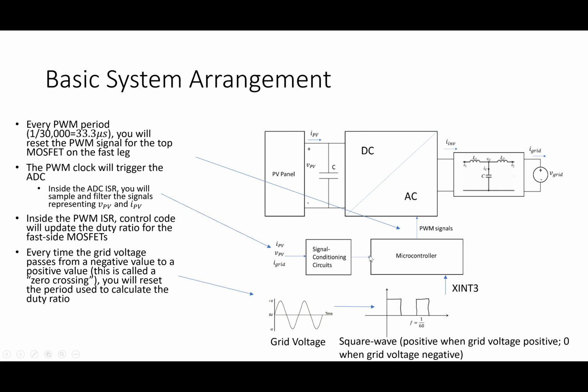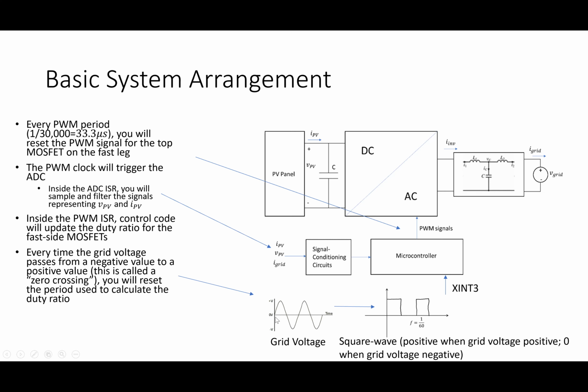So two sets of inputs, the 8 analog inputs and external interrupt 3, and then one set of outputs, the PWM signals. Okay? Now, I've talked about this before, but I want to remind ourselves what external interrupt 3 is. In a real system, it's important that the voltage coming out of the inverter that we create is aligned in phase with the voltage on the grid, okay?